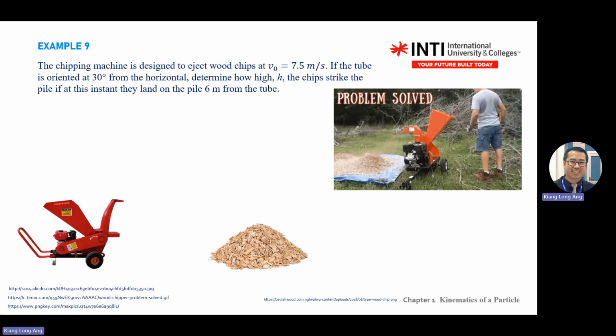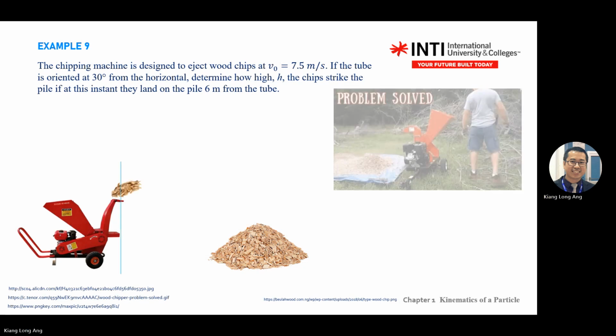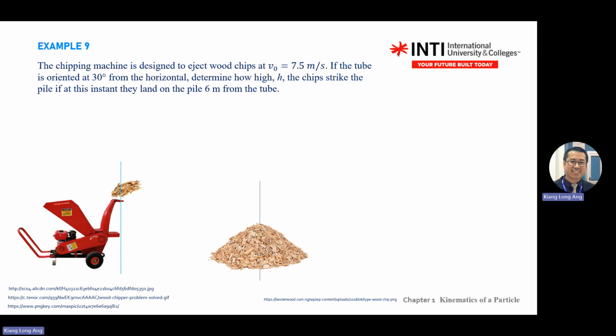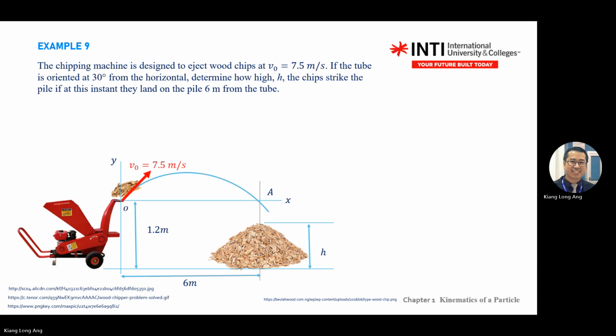So the chipping machine is designed to eject wood chips at a velocity of 7.5 meters per second. So it gives you a value. Okay, they give you some values. So it gives you a velocity of 7.5 meters per second at a certain angle.